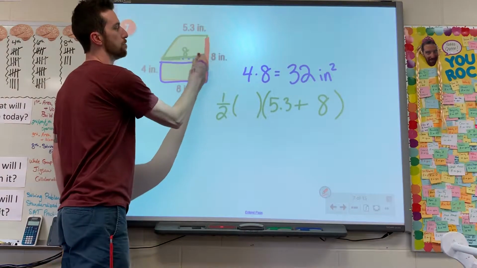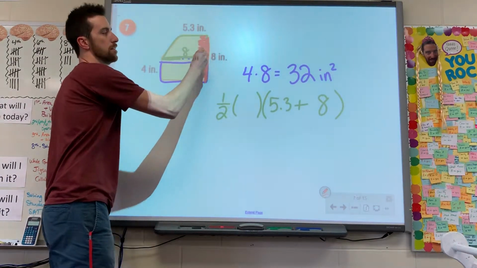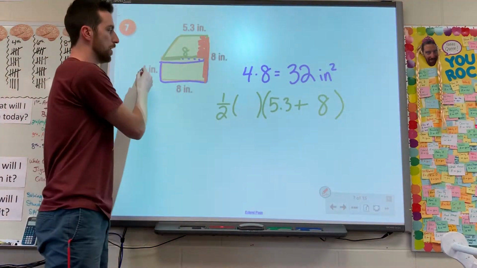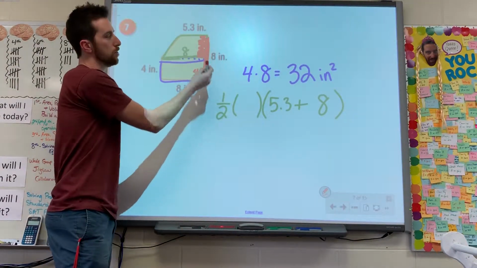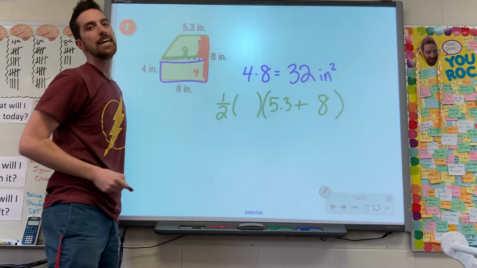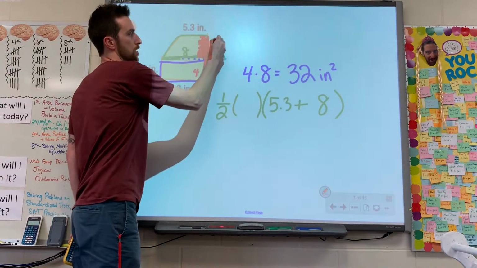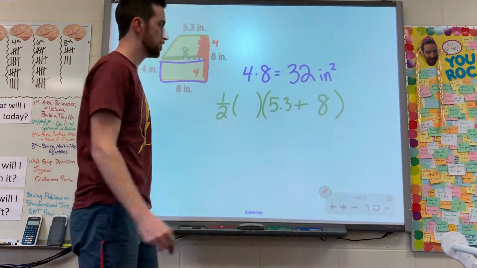We only need this top part of it. So we gotta look for some other context clues. Oh, I know this part is 4, right? Because that's 4, this is 4. So what's that leave for this top chunk? Yeah, another 4. So the height of the trapezoid is also 4.